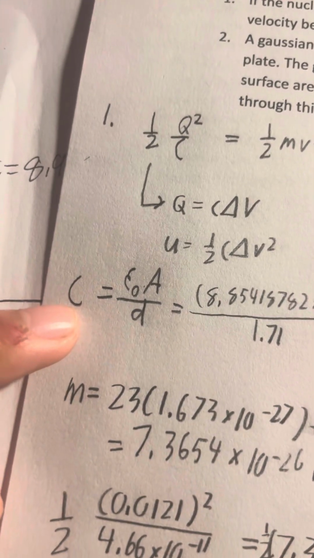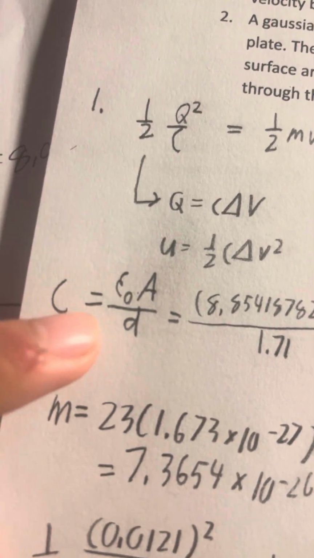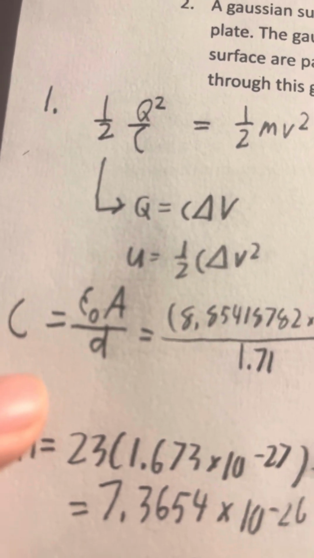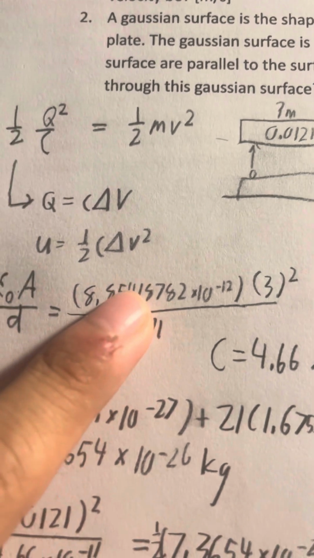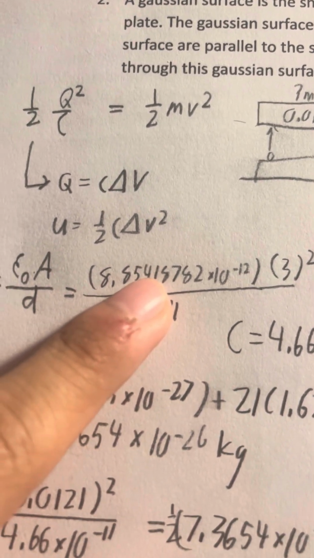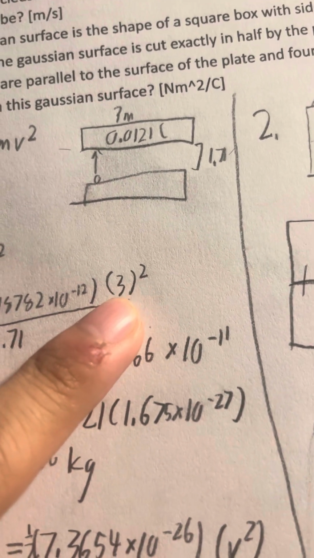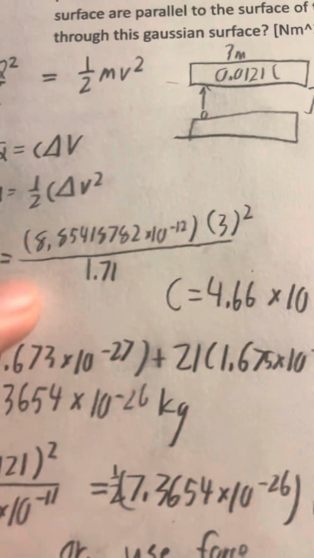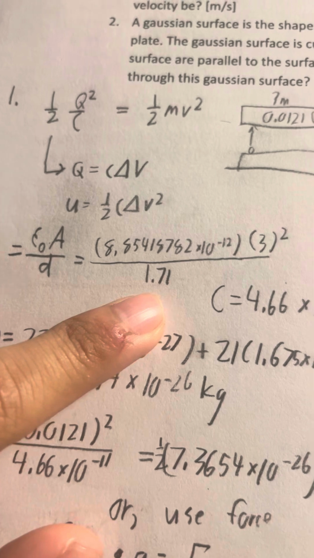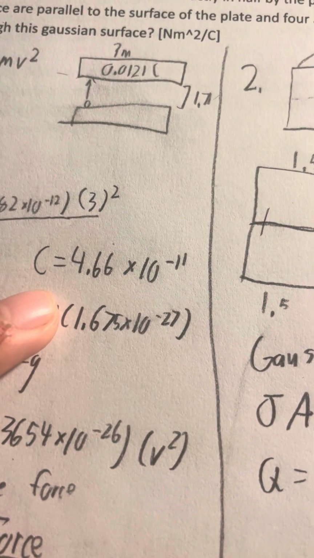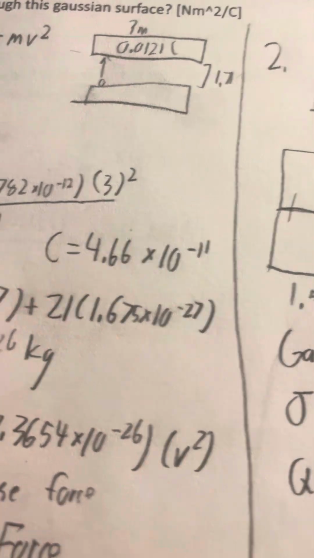So our capacitance equation is capacitance is equal to epsilon naught multiplied by the area over distance. So we have our permittivity constant multiplied by the area, because we're given that the dimensions of one plate is 3, so 3 squared over 1.71. We get our capacitance is approximately 4.66 times 10 to the negative 11 units of capacitance.